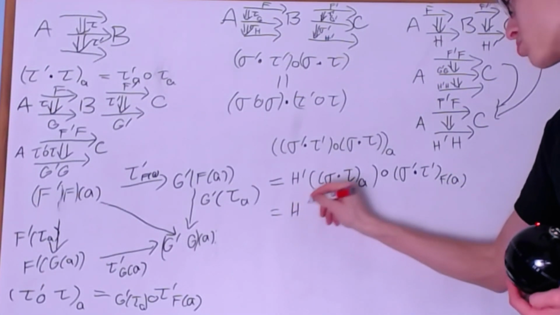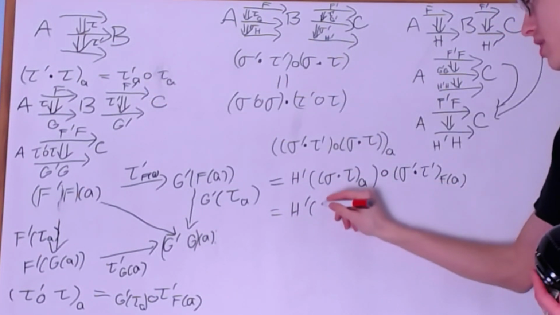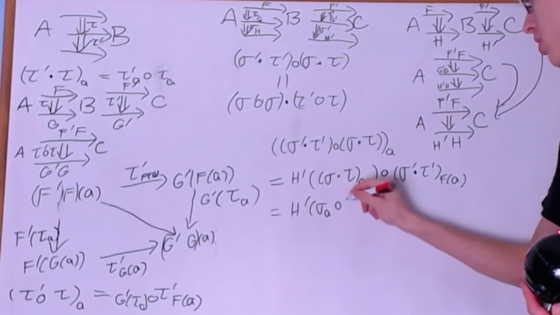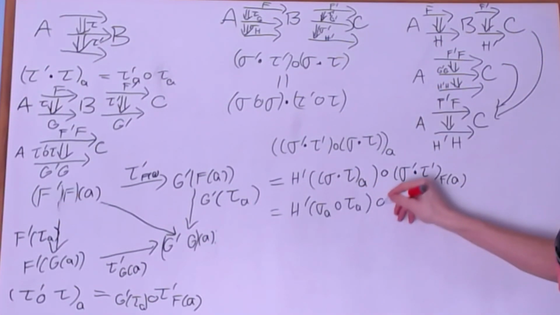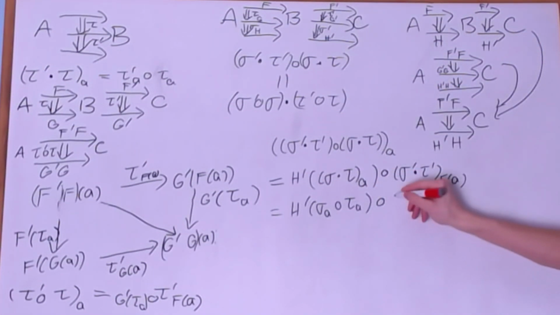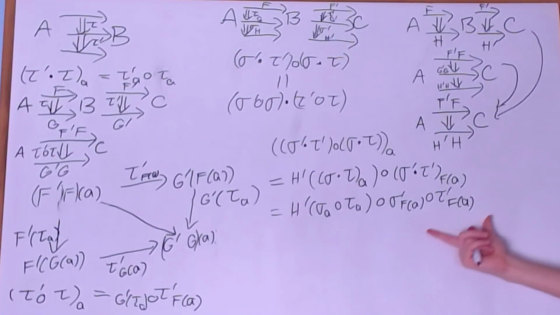All right, now we can use the definition of this vertical composition. So we have H prime, and we do it at, well, right there. It's sigma at A, composed tau at A. Then compose that with, right there, sigma prime at F of A, composed tau prime at F of A. All right, I'm going to simplify this more later once I have more information.